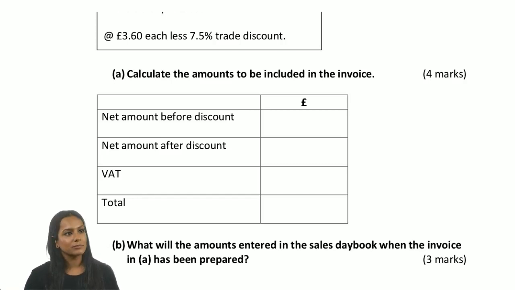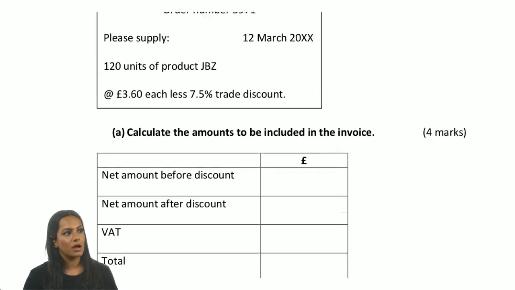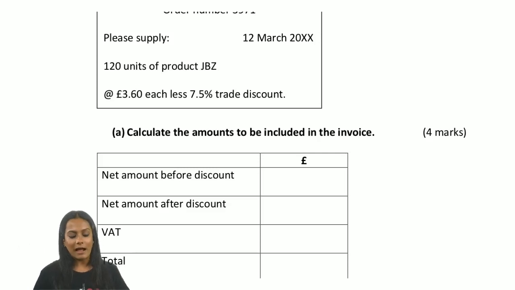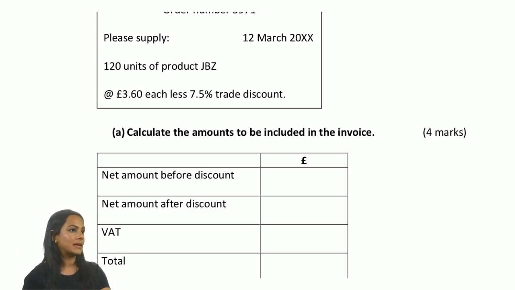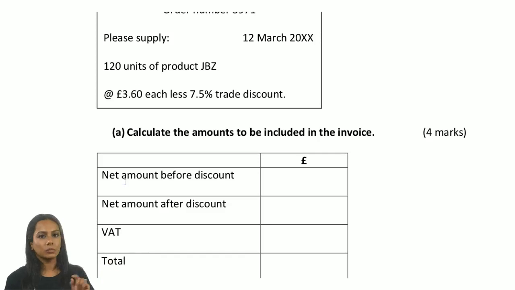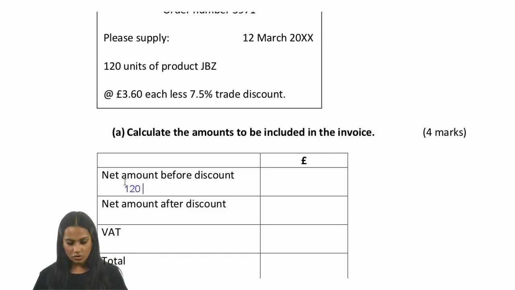This is easily calculated. I'm going to scroll back up again so you can see the amounts. The customer wants 120 units, and these are valued at £3.60. So to find the net amount before the discount, all you need to do is take 120 units and times it by 3.60, and that is the amount before calculating the discount. Let me grab a little working space here. This is 120 units, and these are priced at £3.60.